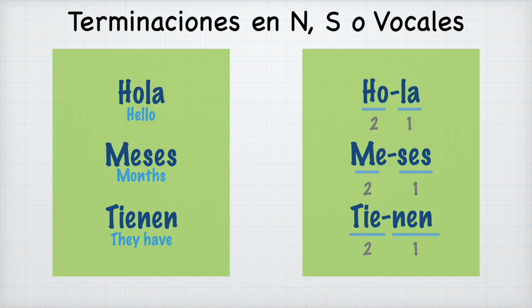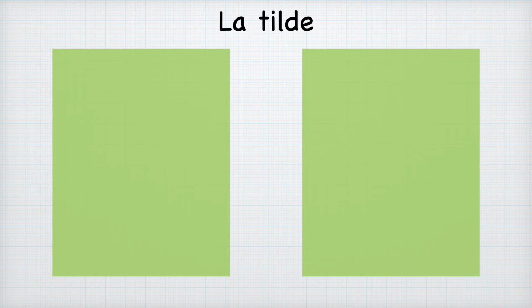Going back to our rule, words that end in N, S, or a vowel will have the stress of the voice on the second to last syllable. So we say hola instead of hola. We say meses instead of meses. And we say tienen instead of tienen. I hope I'm making sense. If you listen to the words, you can hear the difference. One of them has the stress. So we will use the tilde or the accent when we deviate from this rule.